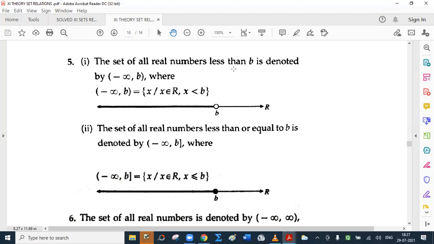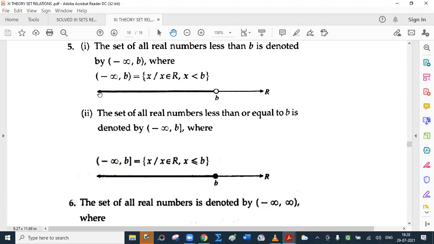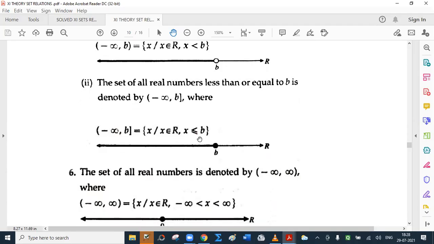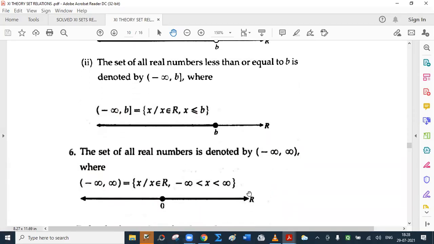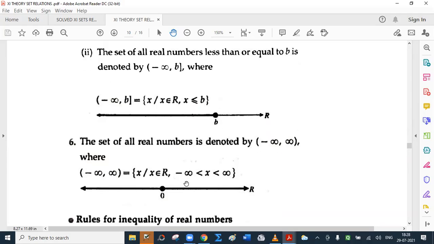The set of all real numbers less than b is denoted by the open interval minus infinity to b. This is the number line. Again, the arrow indicates that infinity, or even in this case minus infinity, is not a real number. And what does this stand for? x less than or equal to b. And finally, the set of all real numbers is denoted by either capital R or the open interval minus infinity to infinity. So this is the number line, with no end to the right-hand side and left-hand side also.